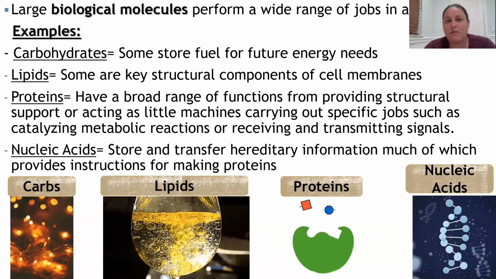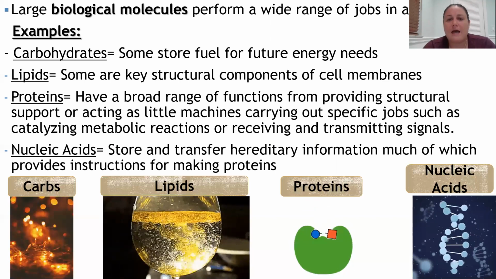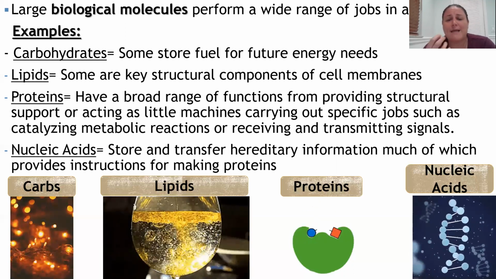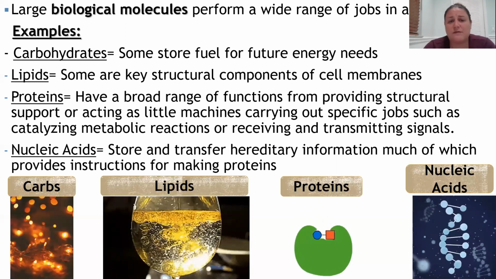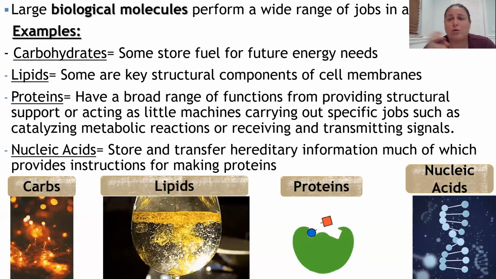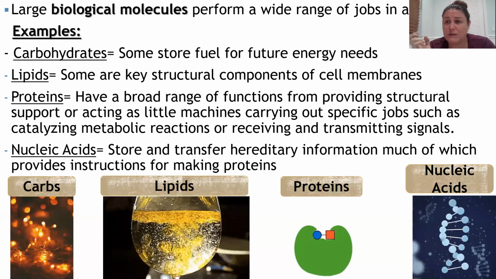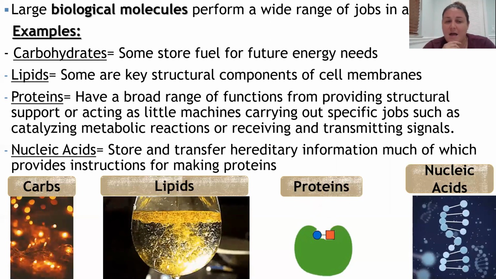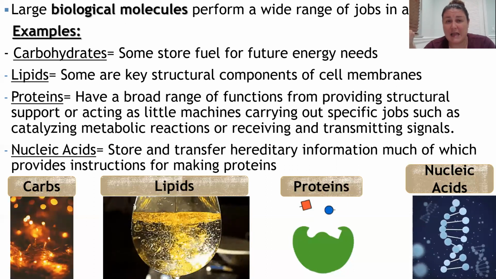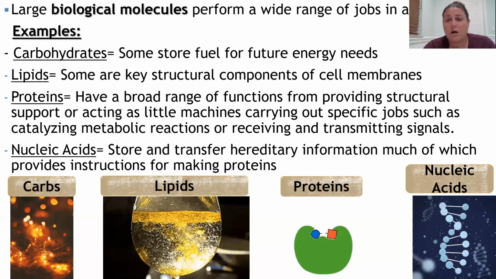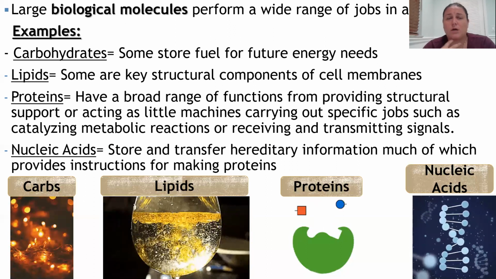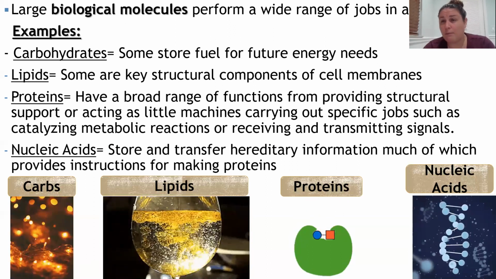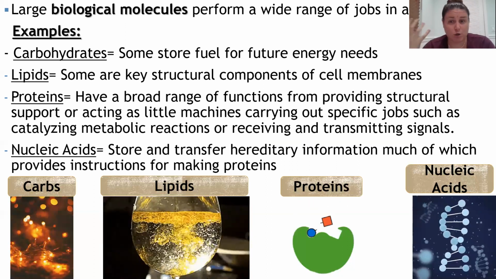Proteins are probably one of the most diverse groups and have a broad range of functions, ranging from structural support to acting as little machines to carry out specific jobs. Proteins are going to help send and receive signals in our body so we can respond to our environment and keep us alive. And nucleic acids, the DNA and RNA, those are our hereditary information. They're what has the blueprint for us and the instructions for making proteins, which is us and our traits.